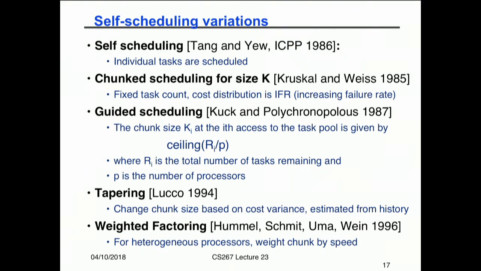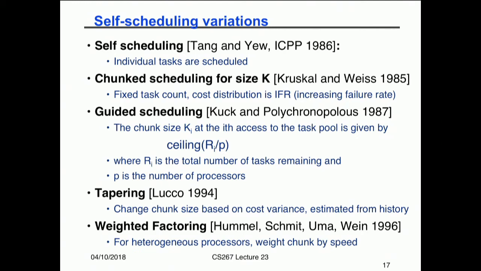Tapering was a result by a student here at the time, Steve Lucco. It says that you change the chunk size based on the cost variance, which you estimate from the history. So you're basically watching the costs of each task as it executes. You record that, and if it has a very high variance, then you will use a smaller chunk size than if you have a very low variance. Because if you've got a low variance, then you can estimate pretty well, and you can grab a big chunk of tasks and use that to predict, to make sure that the load gets balanced evenly.